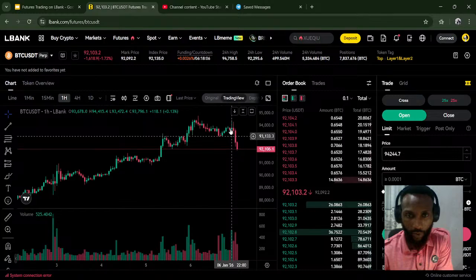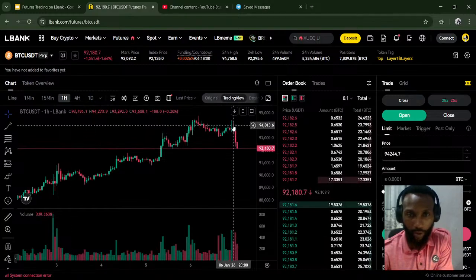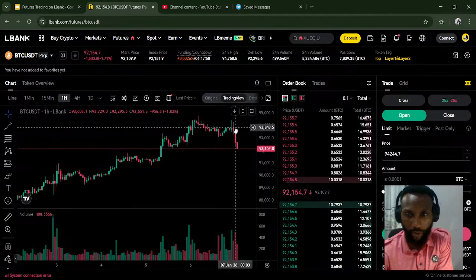See, on a 15-minute time frame, you can see it's going down. Like I told you guys, multi-frame. I was talking about multi-frame analysis yesterday. You can see how it's going down.